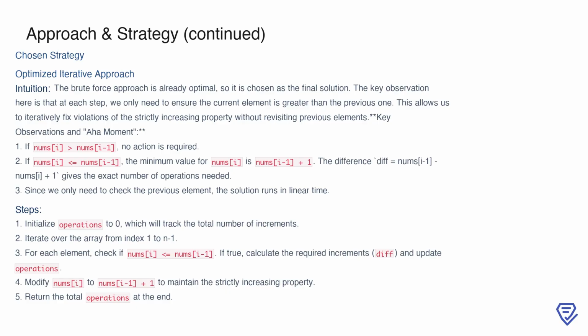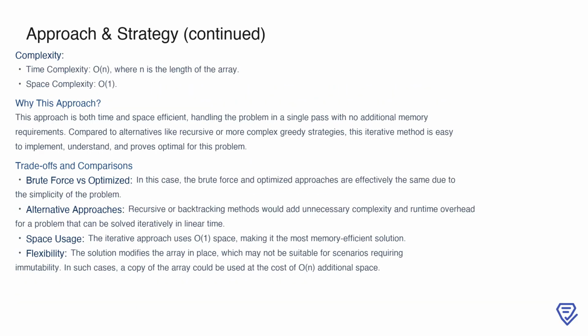The elegance of this approach lies in its simplicity. By iteratively addressing each violation as it occurs, we avoid the need to revisit earlier elements of the array. The method is efficient, running in linear time, and ensures that every operation performed directly contributes to solving the problem. This iterative approach has an optimal complexity profile, running in O(n) time and using O(1) space. It is both efficient and straightforward to implement.